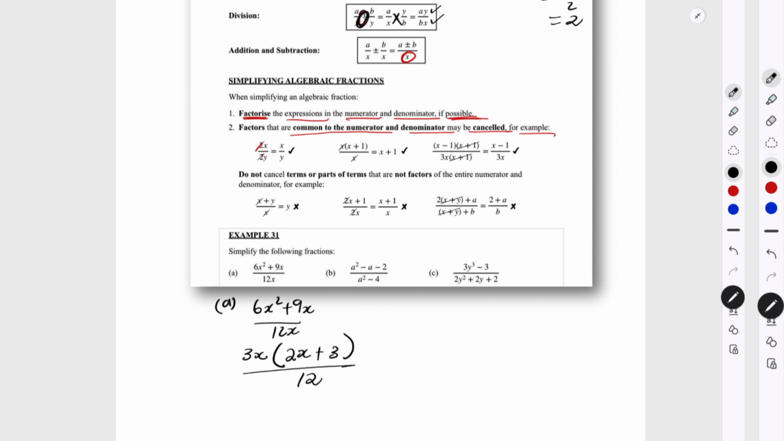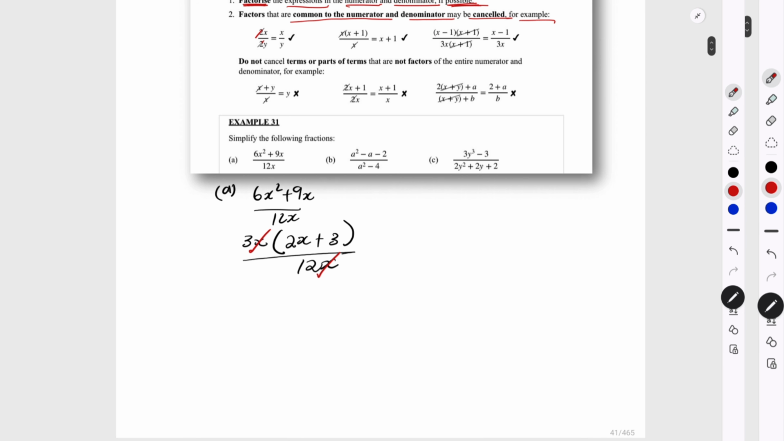That's what I have. Now, 12x again. Now, if one is a numerator, one is a denominator, they can cancel if they're the same. I'm now left with 2x plus 3 divided by 12. But how many 3's? 3 goes into 3 once, into 12 goes 4 times. So the answer here is 2x plus 3 over 4. This becomes your answer. Are we clear?